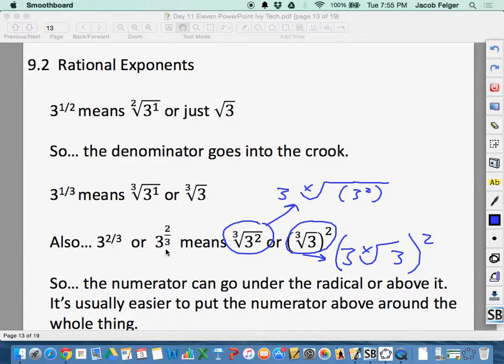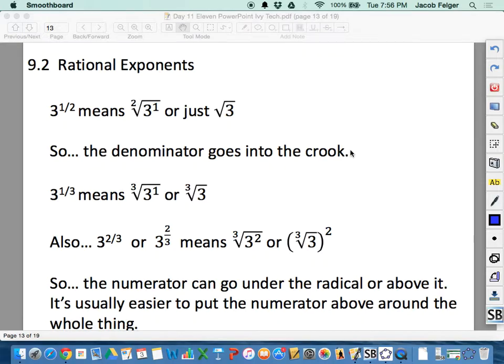Okay, so the numerator can go under the radical or above it. It's usually easier to put the numerator above around the whole thing. And the denominator goes in the crook. So I know it looks kind of funky at first, but you're going to catch on really easily. Okay, does people still need that? Go back.